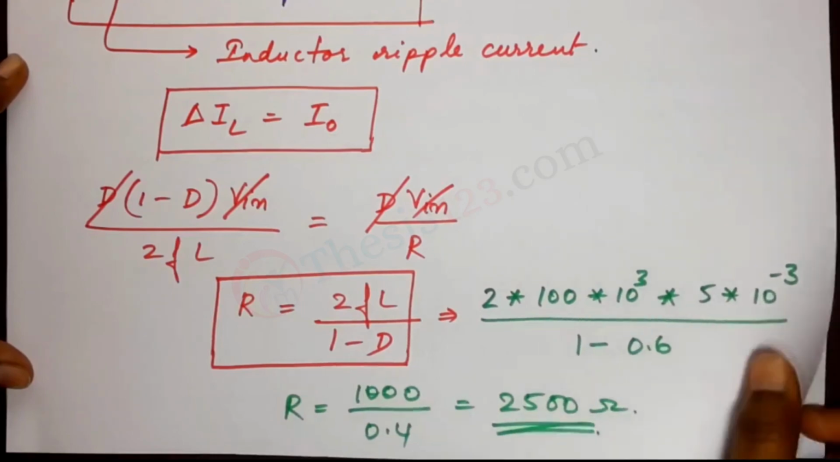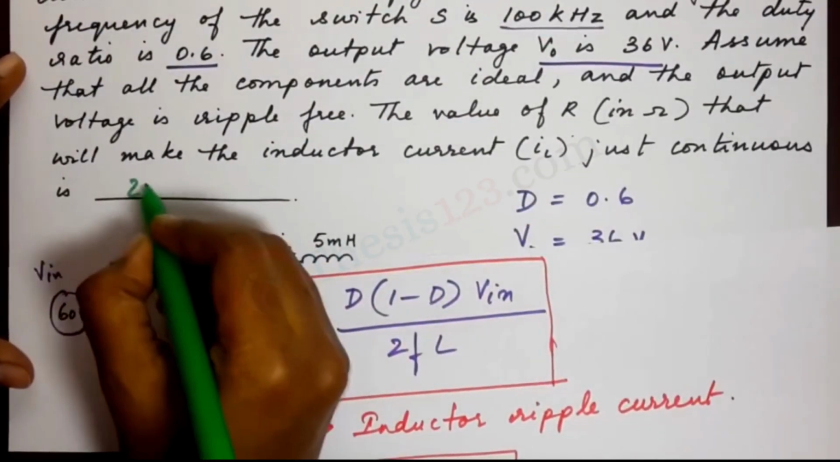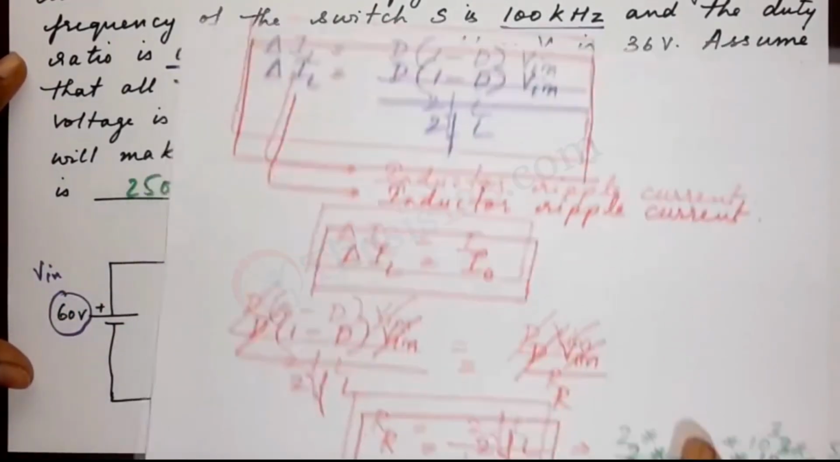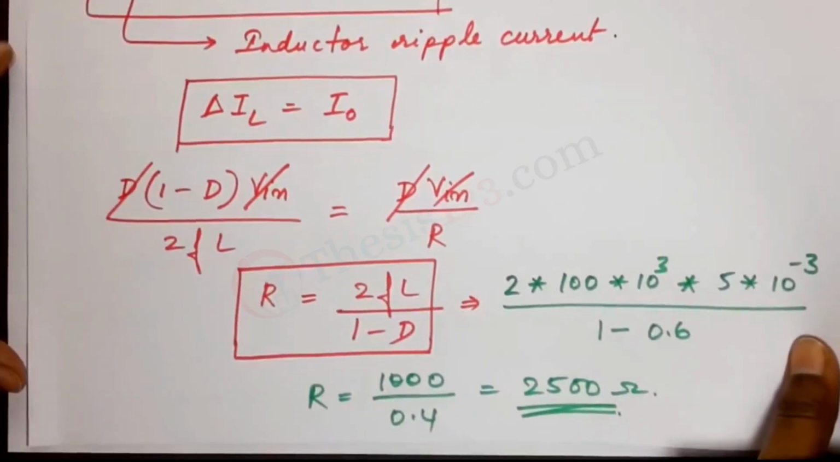You can solve it and check if the value is right. 2500 is the final answer. So this is the entire solution, and I hope it has helped.